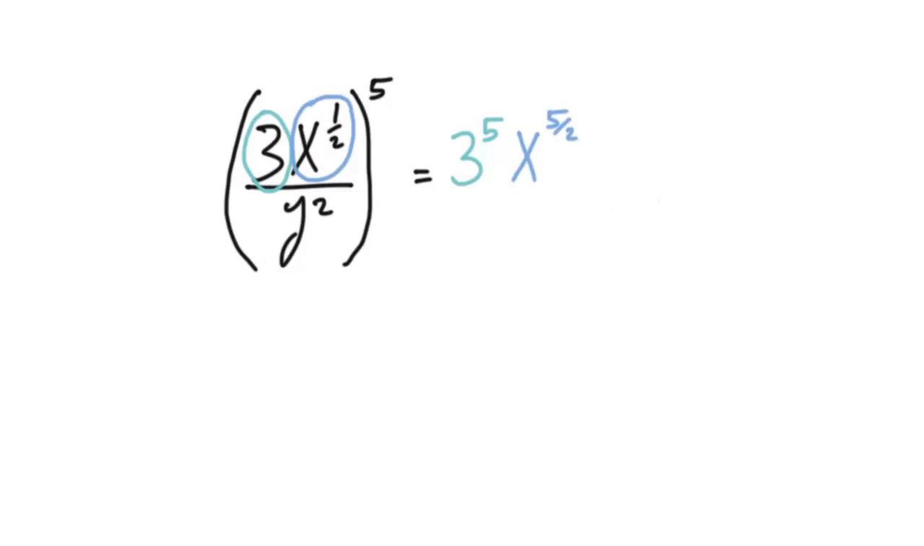Okay? And then the last thing is the y squared, and we have to raise that to the 5th power. So that'll be y to the 10th. Okay, so let's recap. We take the 3 and raise that to the 5th, so that's 3 to the 5th. Then we have x to the 1/2 raised to the 5th, so that's x to the 5/2. And y to the 2nd raised to the 5th, that's y to the 10th. And we're done. And we're happy.